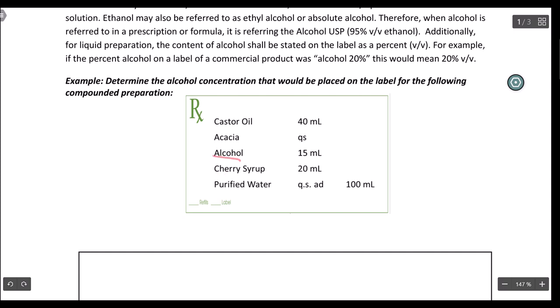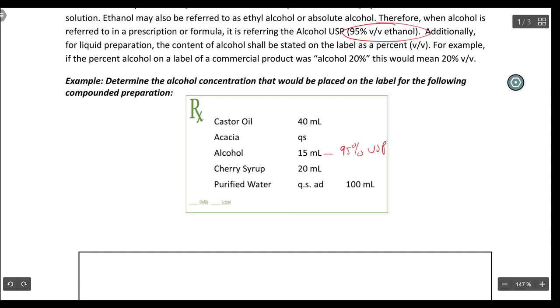It says that you need to use 15 mLs of alcohol. Notice it's the word alcohol by itself, no other designation, and it tells you an amount of mLs to use. This would mean that you are using 15 mLs of the 95% USP alcohol, right? That's 95% volume and volume. So that's the alcohol you'll grab off the counter.